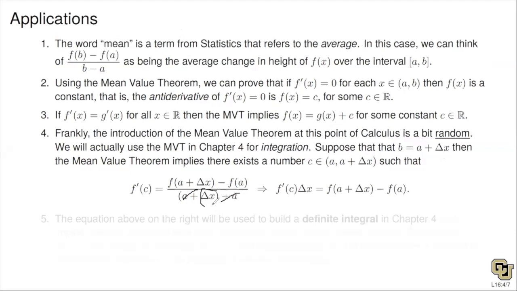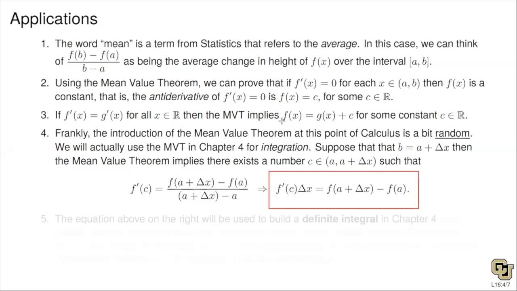Now take this delta x and move it to the other side. So then that gives us this equation, f prime of c times delta x equals f of a plus delta x minus f of a. So this equation, while it looks very simple, will be the equation that allows us to do integration.